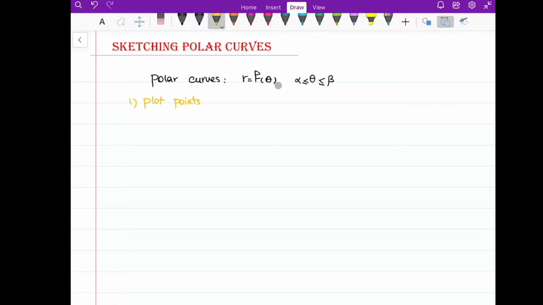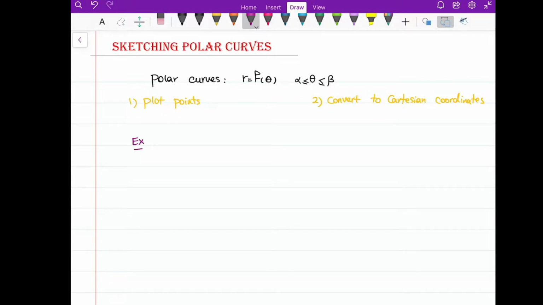Basically, we're going to give some numbers to r and theta, and then we're going to find the points and connect the points. So this is just plotting the points, or we can convert the given equation to Cartesian coordinates, and then we can just sketch the Cartesian equation.